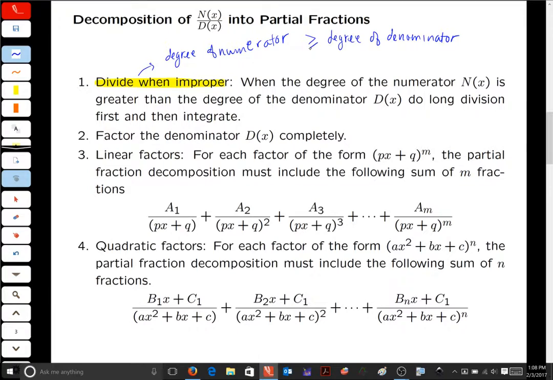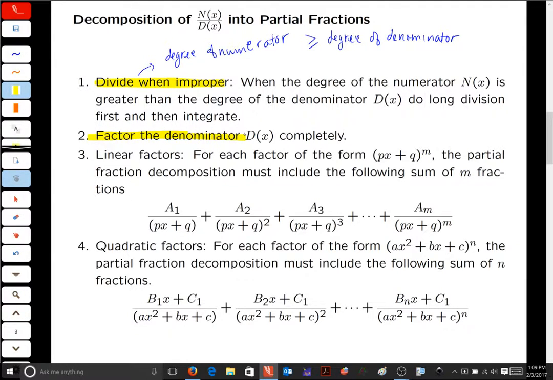Then factor the denominator completely. That's going to be your second step. After you've done your long division, factor the denominator completely. Do not factor the numerator, only factor your denominator. If you have linear factors of the form px plus q raised to some power, it's linear inside right here. X does not have a power on it, so you have px plus q raised to some power out here.